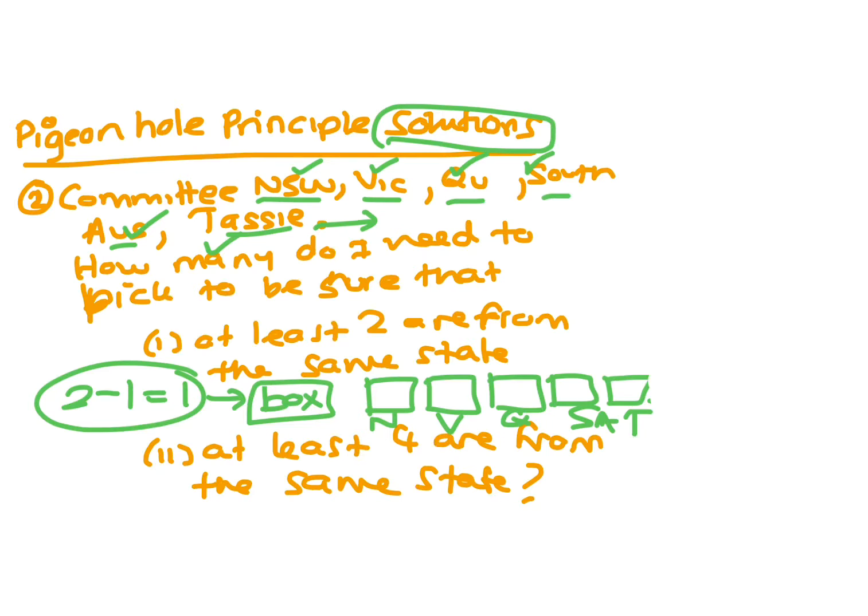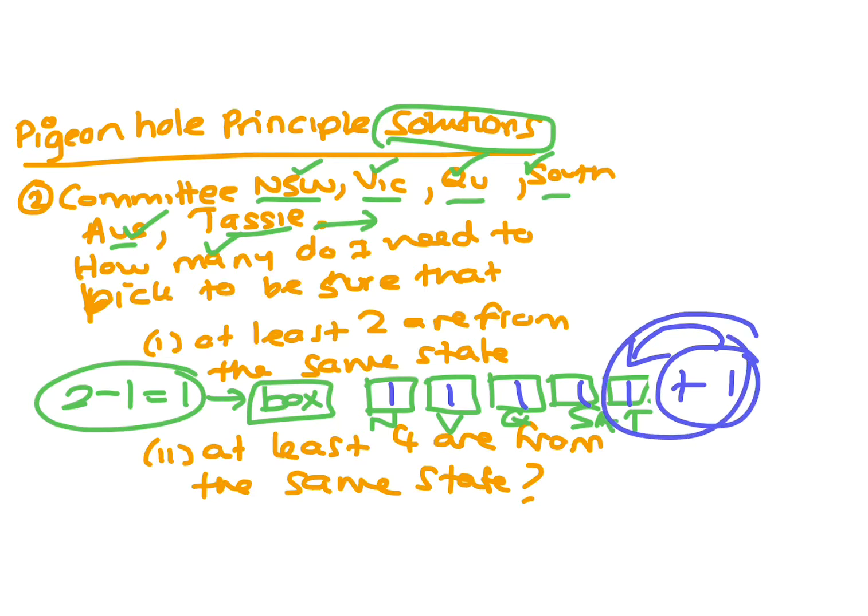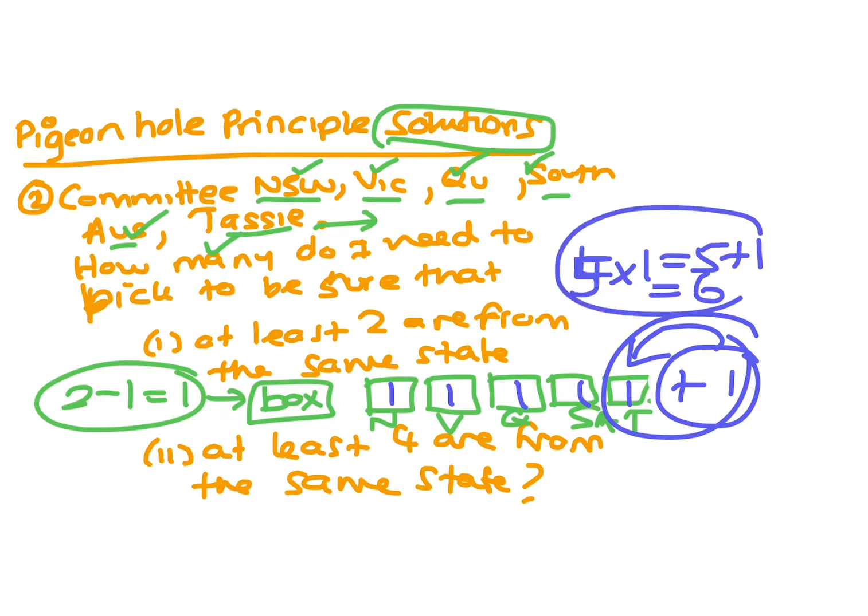So that means that we can have 1 in each of those, and then we add 1 more. Because when we add 1 more, they're going to be from Tasmania, South Australia, Queensland, Victoria, or New South Wales. So therefore, I can be certain that at least 2 of them would be from the same state. So there's 5 choices times 1, which is 5, plus 1, which is 6. So I'd need to choose 6.